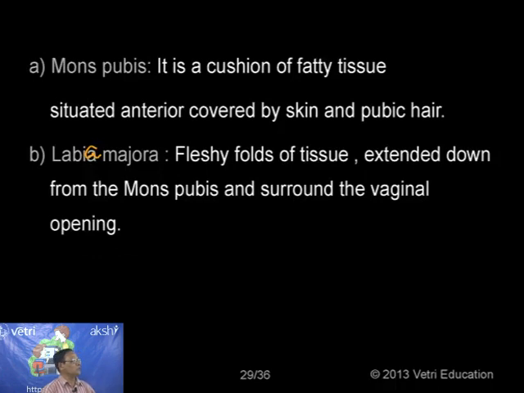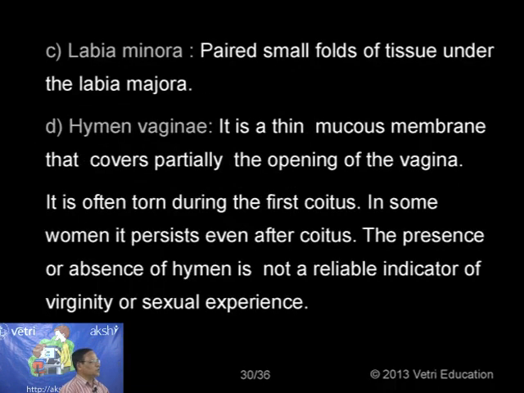Situated anteriorly, normally covered by skin, over which we have the hairs, and that is called the pubic hair, because that region is called the pubis region. Then labia majora, which are fleshy folds of skin normally extending down from the mons pubis and covering the orifice of the vagina, or the opening of the vagina, normally the one with the birth canal. So these are all the folds of skin concerned with closing the vaginal orifice.